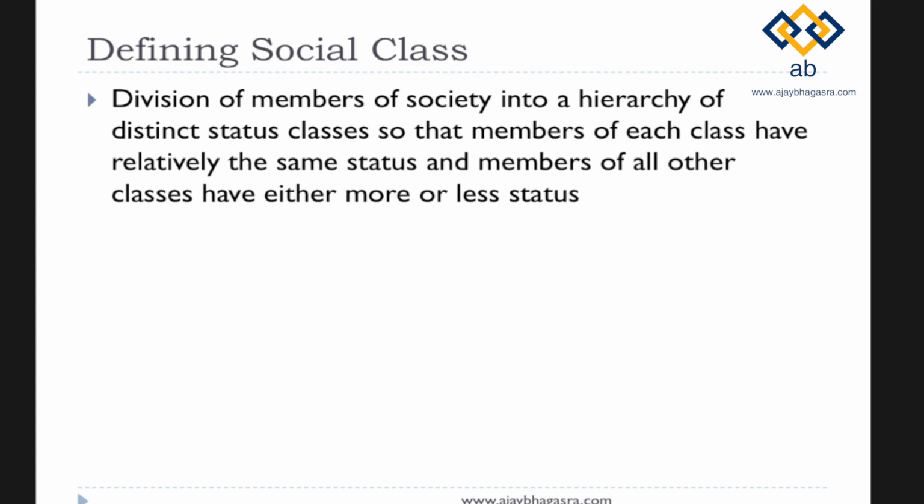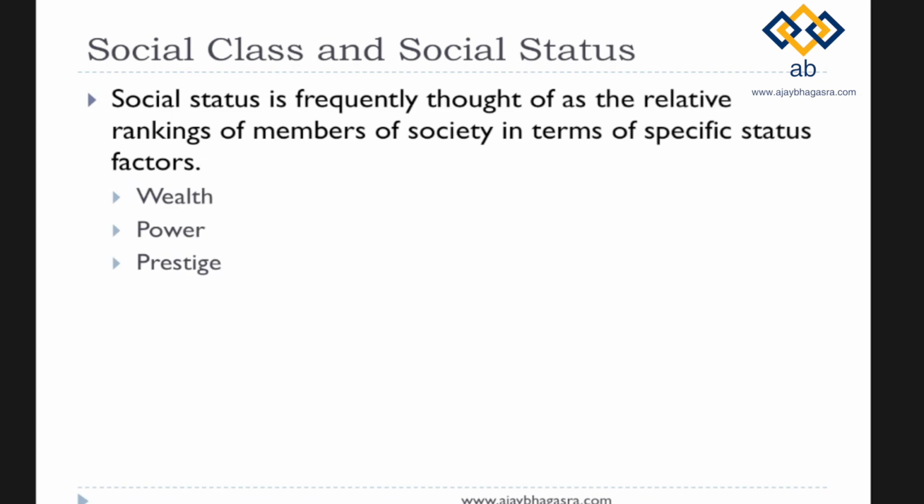Now if you look at this definition, we have to talk of one more thing in this context, and that is social status, right? So let us talk of social class and let us talk of social status. This is how social status is defined. Social status is frequently thought of as the relative ranking of members of society in terms of specific status factors. These status factors can be many. Here only three are depicted: wealth, power, prestige. There can be other status factors also.